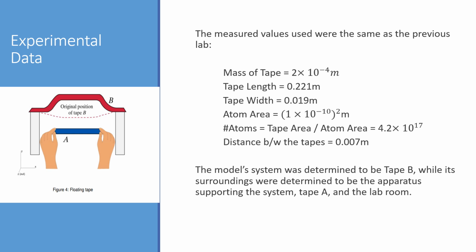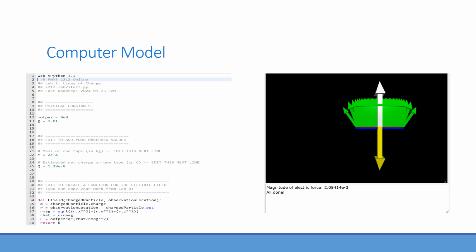And a quick go over of how the experiment worked. Tape A was charged, tape B was charged, and tape A was brought as close as possible to tape B in order to observe the effect one had on the other.